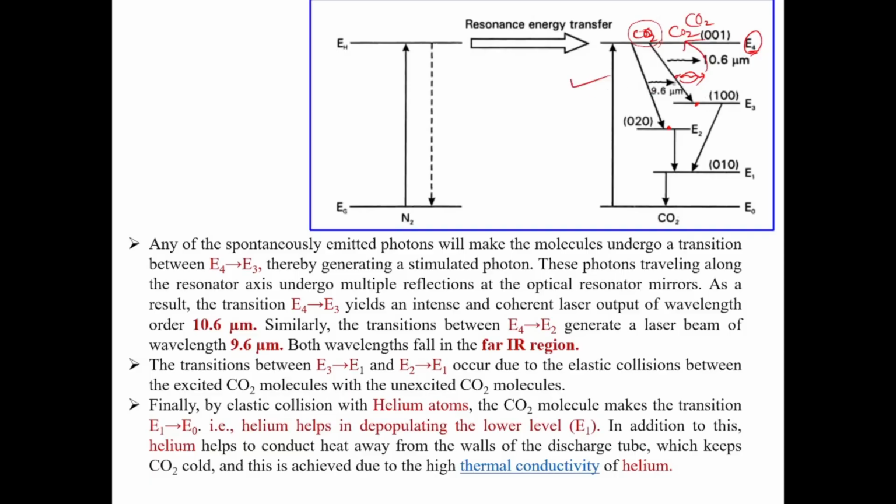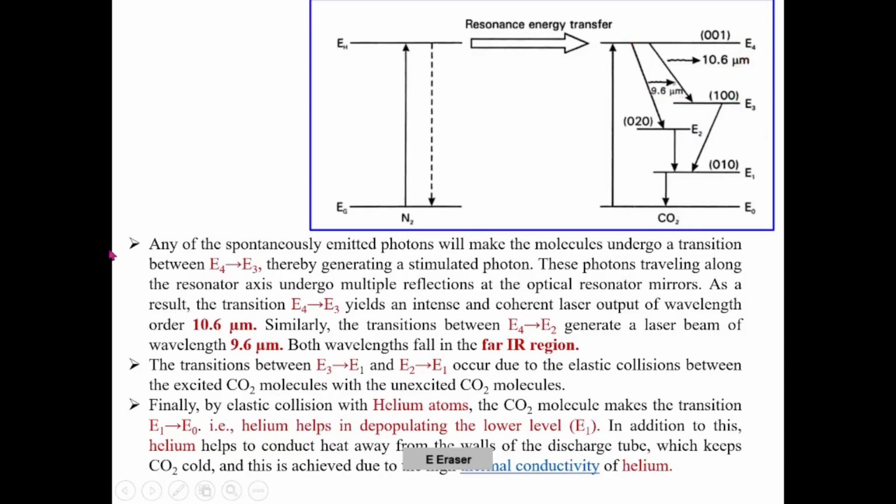So this spontaneously emitted photon will stimulate the other carbon dioxide molecules which are at the E4 level. Then we get stimulated emission from E4 to E3 or E4 to E2. If the E4 to E3 transition happens, we can get a 10.6 micrometer wavelength laser. If the E4 to E2 stimulated transition happens, then we can get a 9.6 micrometer wavelength laser.